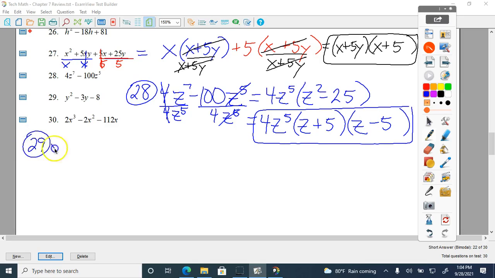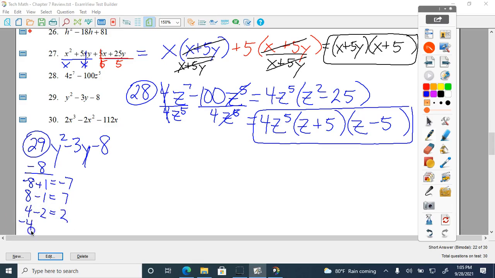29. Y squared minus 3y minus 8. There are two numbers that multiply to be negative 8 and add up to negative 3. There's not. Just to prove it to you. Negative 8 and 1 would be negative 7. Positive 8 and negative 1 would be positive 7. 4 and negative 2 would be 2. And negative 4 and positive 2 would be negative 2. That's the only options. None of them add up to what?